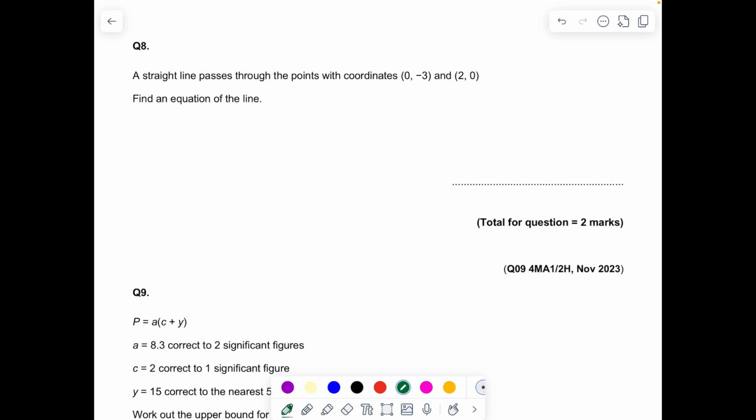Okay, straight line passes through the points and we need to find an equation of the line. So the first thing you do is find the gradient. And you do it by doing 0, take away minus 3, divided by 2, take away 0. So this becomes a plus. So 0 plus 3 is 3. And then 2 take away 0 is 2. So 1.5. Or you can leave it as 3 over 2.